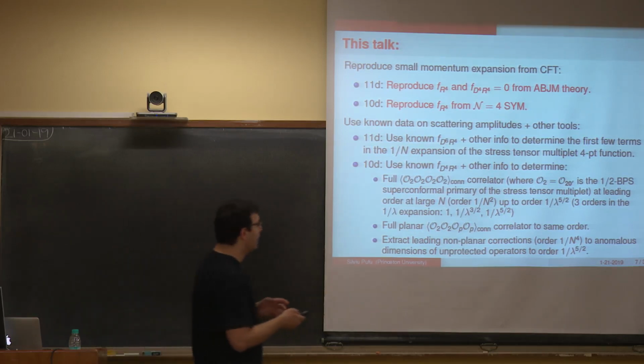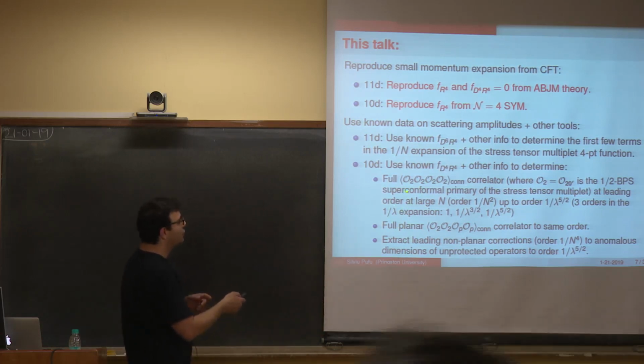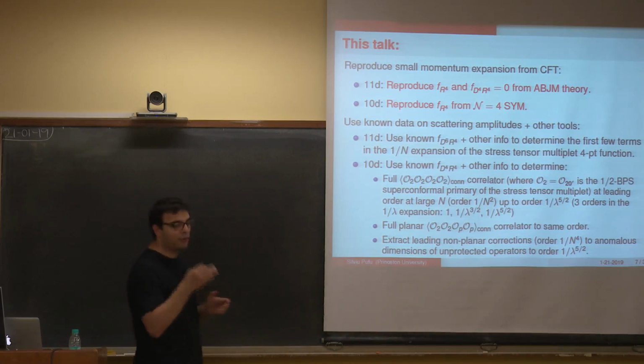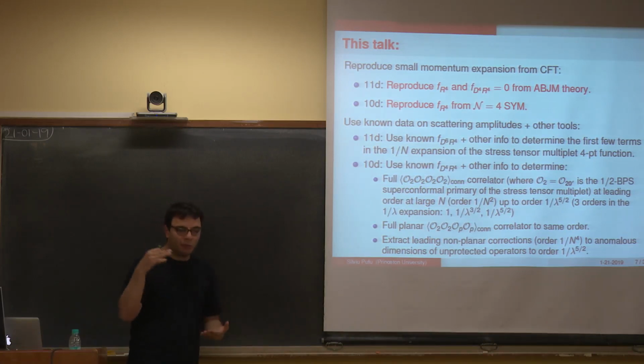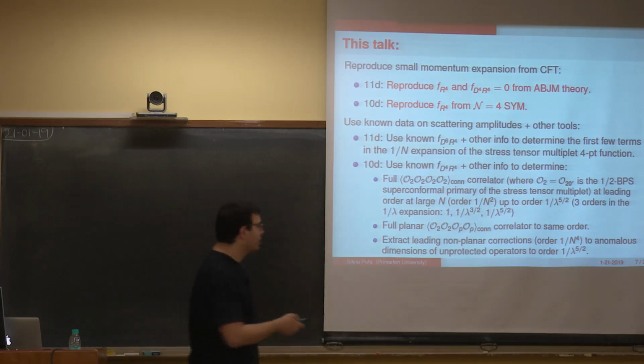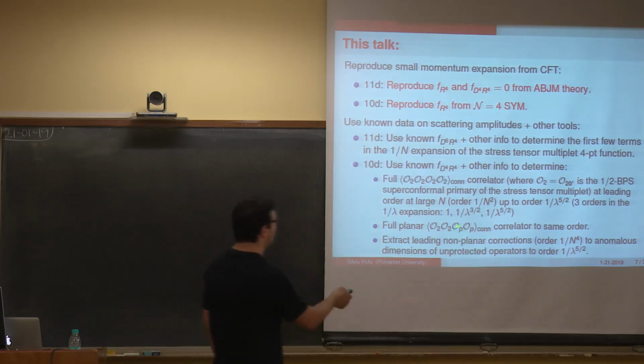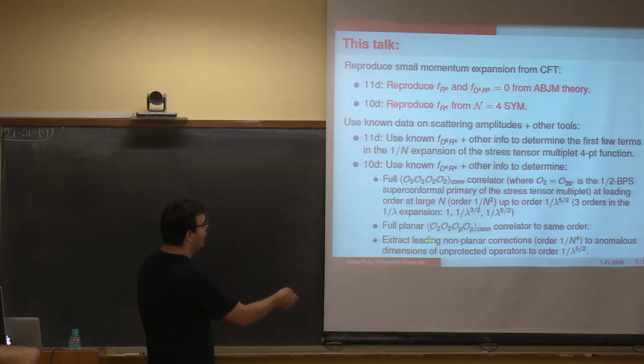And I'll be able to generalize this computation from not just the 4-point function of the superconformal primary of the stress tensor multiplet. There's a tower of other half BPS multiplets that are labeled by some integer p that starts at 2. And I'll also be able to do the same thing for O2, O2, OP, OP.